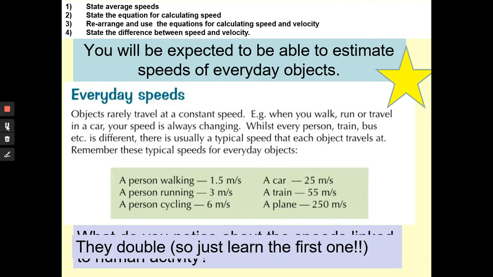Not so easy for the plane, train and car, so those I'm afraid you're just going to have to learn off by heart. But I suppose you could look at it and say, well, a plane is 10 times faster than a car. But it's up to you, but you do need to learn them.